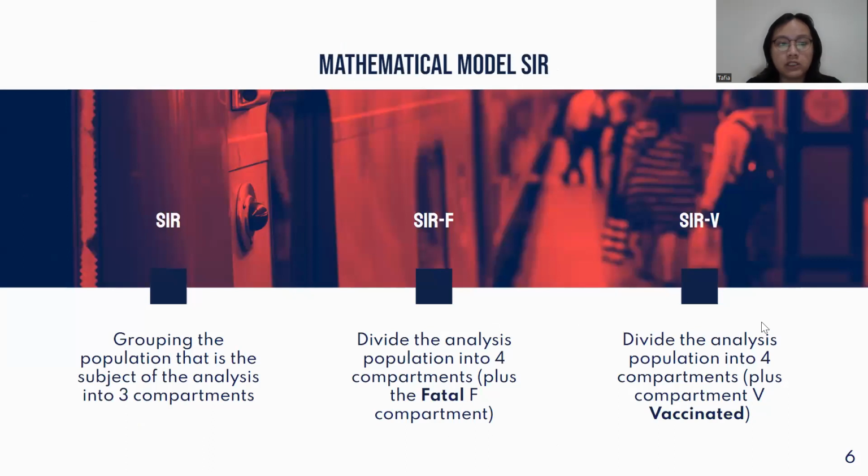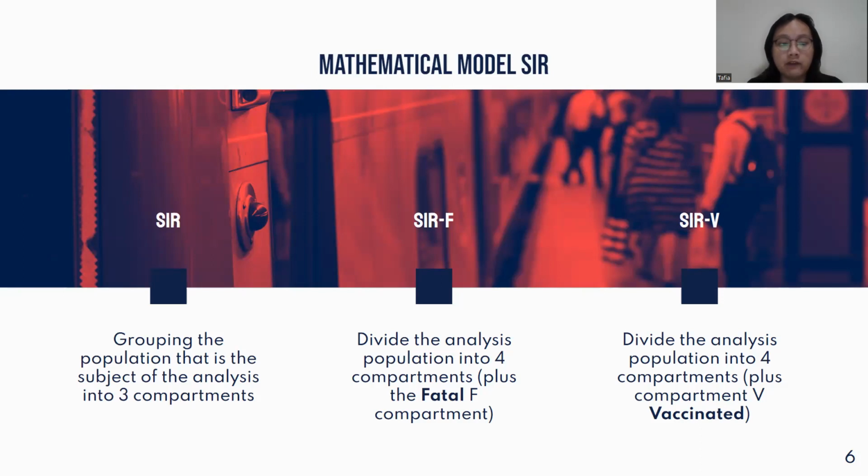The mathematical model that will be used in this final project is CRFV. It will explain its development one by one, starting from CR modeling. This model divides the analysis population into 3 different compartments, namely S, susceptible, I, infected, and R, recovered. Then the second is CRF modeling. The initial 3 states are the same with the addition of the F compartment, fatal.